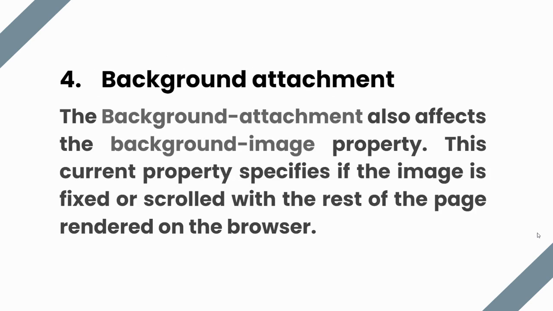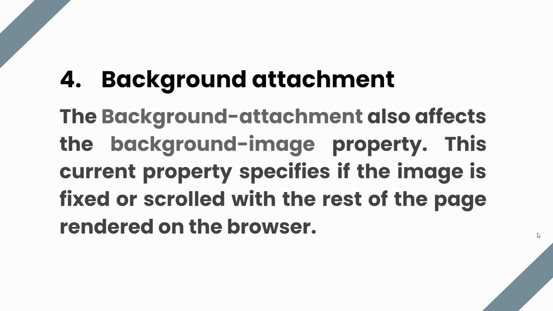Next we have the background attachment property. This background attachment property also affects the background image. So now we've seen two properties that need the image property to exist. Without the image property, this particular one, even when enabled, would not be able to do anything. This attachment property specifies if the image is fixed or scrolled with the rest of the page rendered on the browser. So what we mean is this.